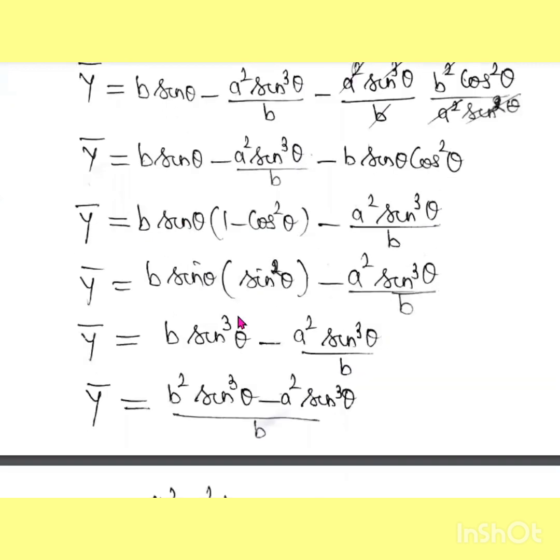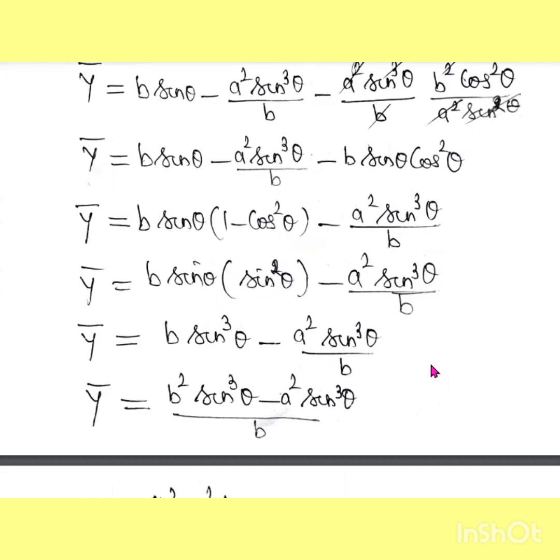So y bar is equal to b sin theta, first term, last term. B sin theta is common. So b sin theta (1 minus cos square theta) minus a square sin cube theta divided by b. 1 minus cos square theta can be written as sin square theta. So b sin cube theta minus a square sin cube theta divided by b.